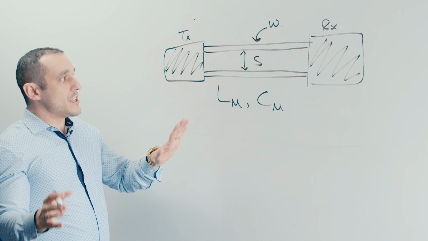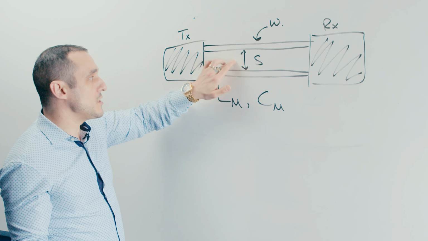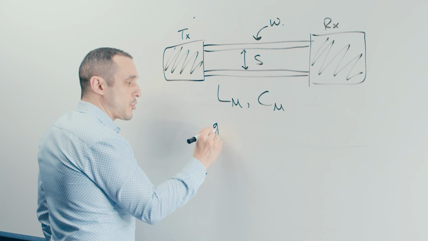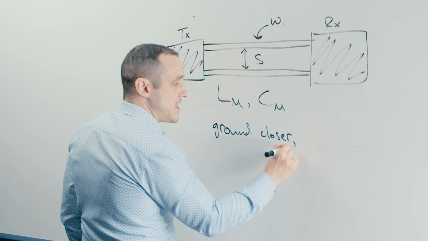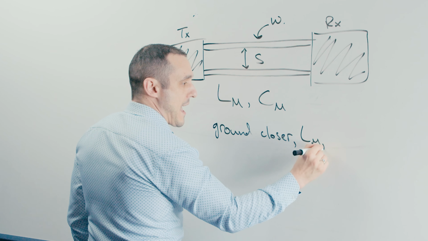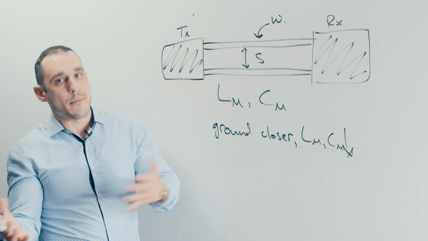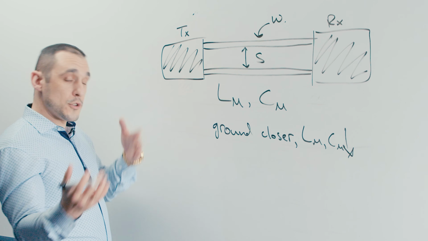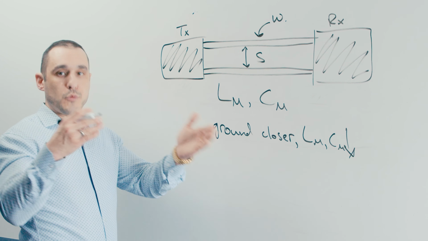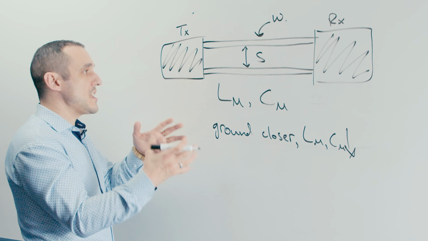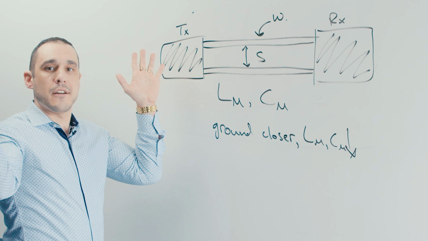Well, if all we did was move the ground plane closer to these traces and we didn't change the width and we didn't change the spacing, then bringing the ground closer will reduce both of these parasitics. LM and CM will go down, okay? So this would reduce the amount of crosstalk between them. It would also reduce the susceptibility to external EMI, and this works in reverse as well. It also reduces the amount of noise that these two traces generate and then radiate away from the PCB.